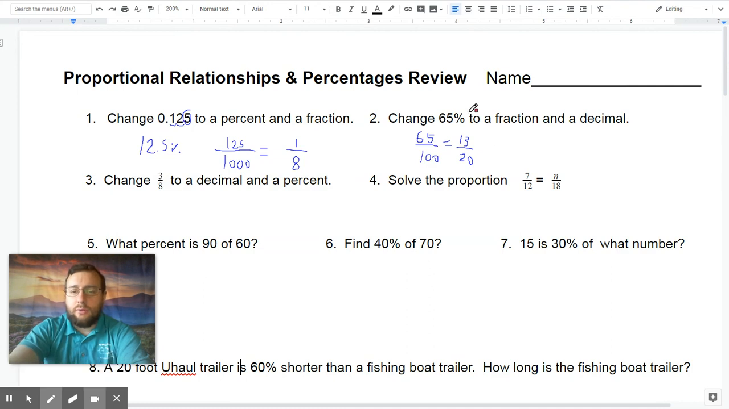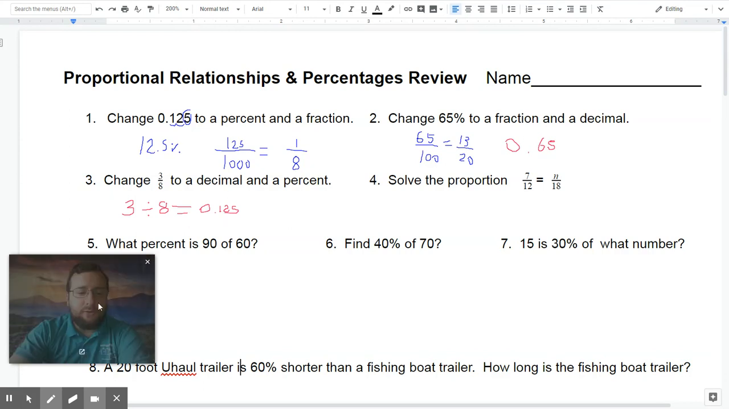And now to go to a decimal from a percent, you have to move to the left twice. So you're going to go one, twice. So this is going to be 0.65. All right. Now we have to start from a fraction and go to a decimal. Fractions are literally division. So that just literally means 3 divided by 8, which if you put in a calculator, you're going to get 0.125 as your answer.